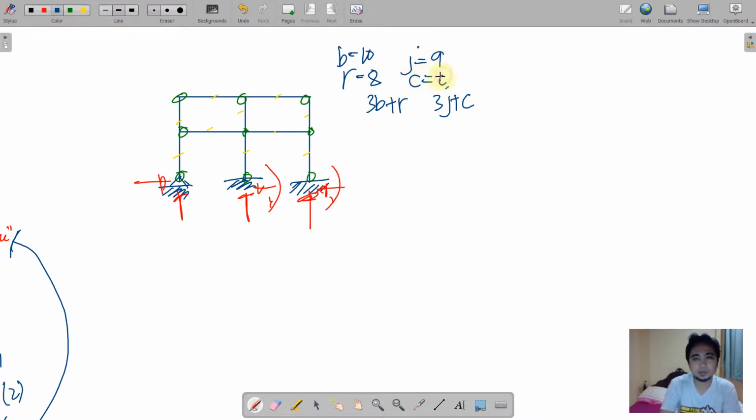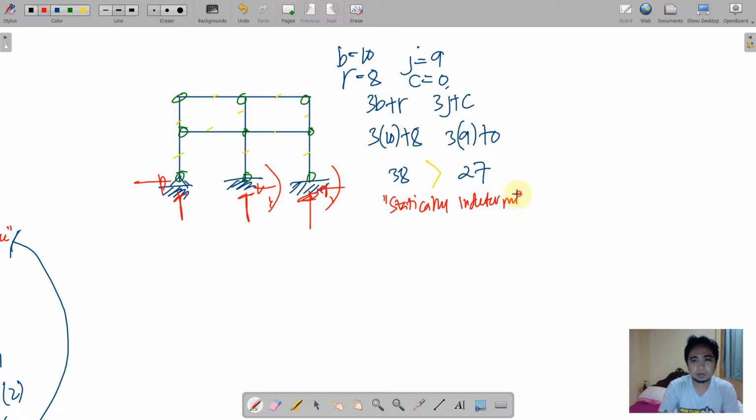And obviously we have no internal reaction coefficient. So 3 times B plus reaction, 3 times 10 plus 8, this is obviously 38, and 3 times 9 plus 0 is 27. So our verdict: 38 is greater than 27. So this is statically indeterminate to the 11th degree. So 38 minus 27 is 11.